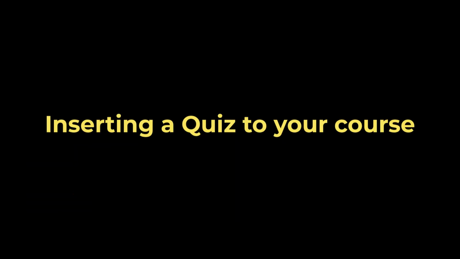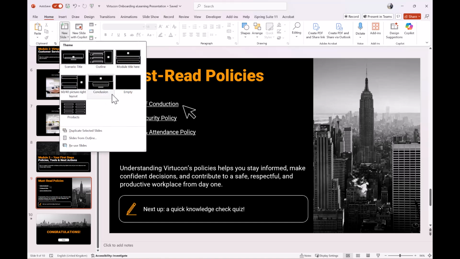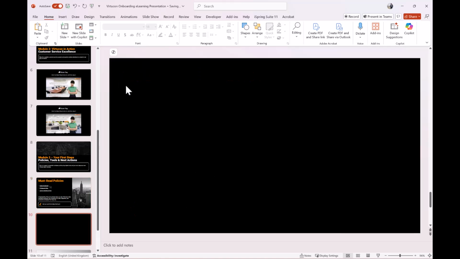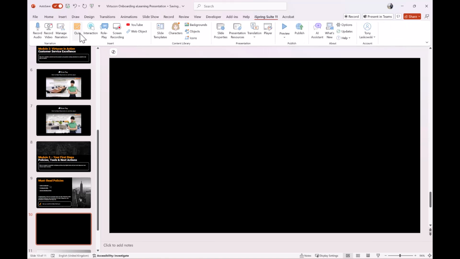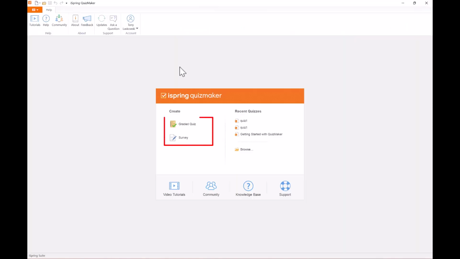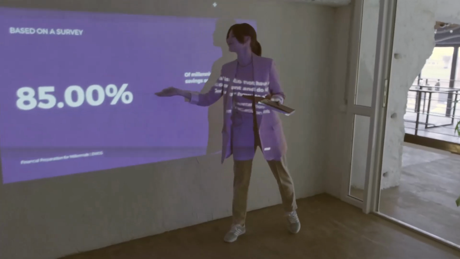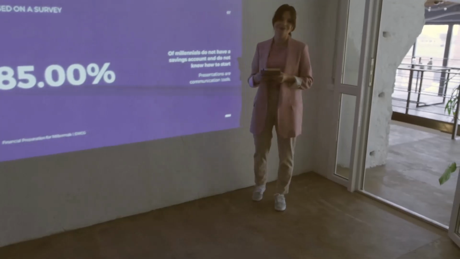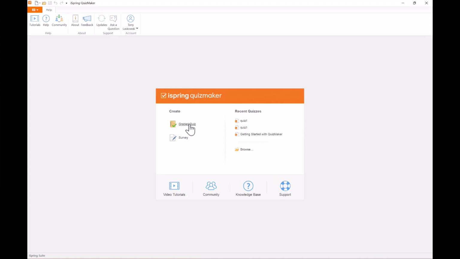Okay, so let's take a look at adding a quiz to our course, and this is to help test the learner's understanding. So before we add the quiz, I recommend just inserting a blank slide and then go to iSpring and select quiz. On this screen, you have options to add a quiz, but you can also add a survey too. So if you wanted to get the learner's feedback, you can add a survey from here. So in this example, we're going to look at a quiz.